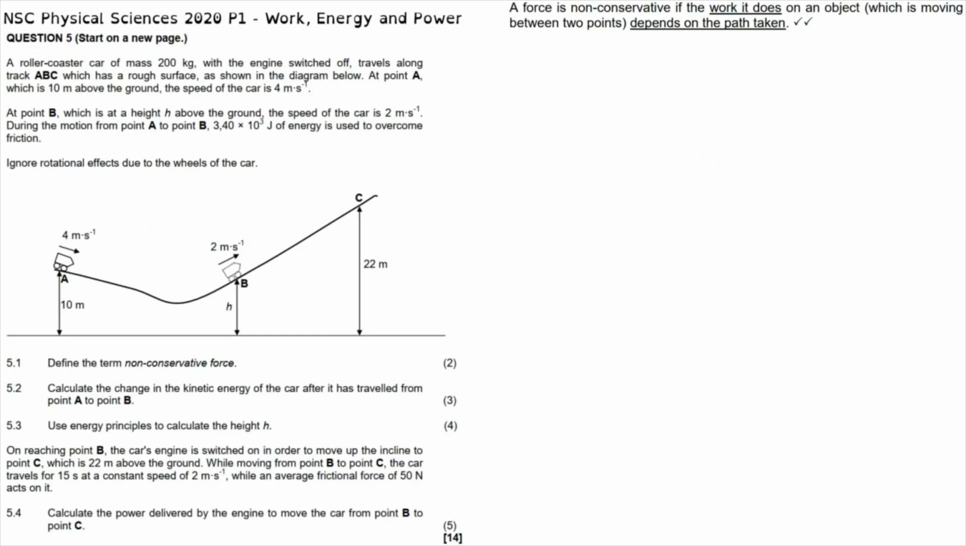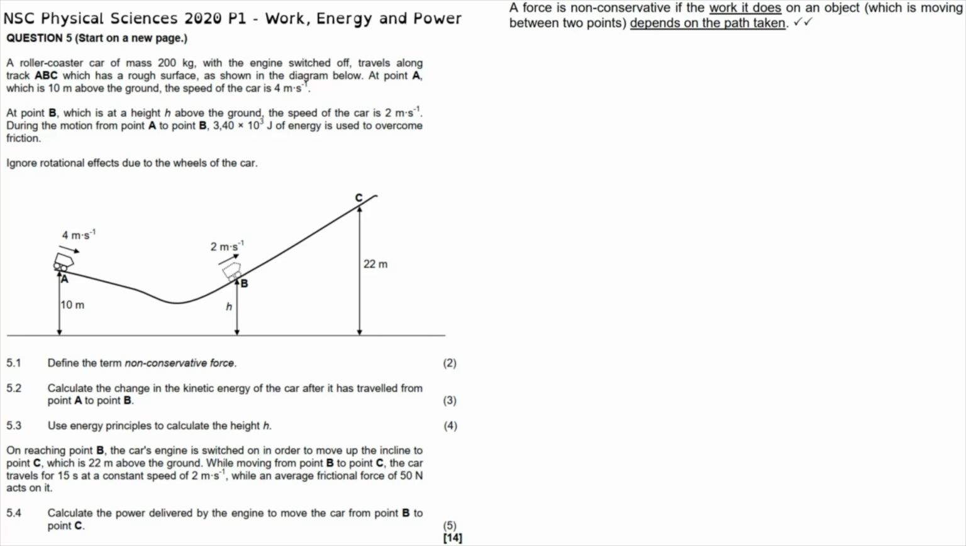Question 5 reads, a roller coaster car of mass 200 kilograms, with the engine switched off, travels along a track ABC, which has a rough surface as shown in the diagram below. At point A, which is 10 meters above the ground, the speed of the car is 4 meters per second. At point B, which is at a height h above the ground, the speed of the car is 2 meters per second. During the motion from point A to point B, 3.4 times 10 to the 3 joules of energy is used to overcome friction. Ignore the rotational effects due to the wheels of the car.